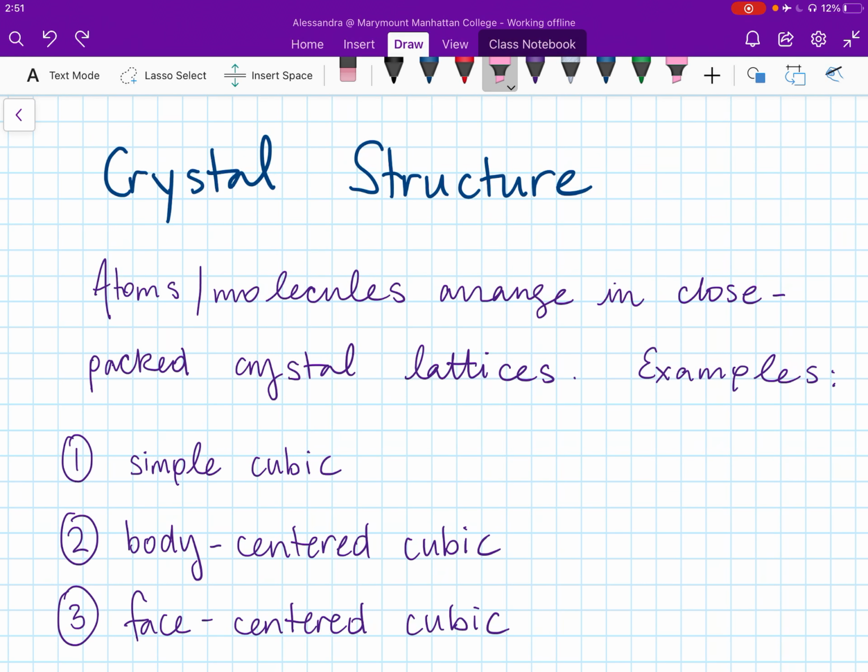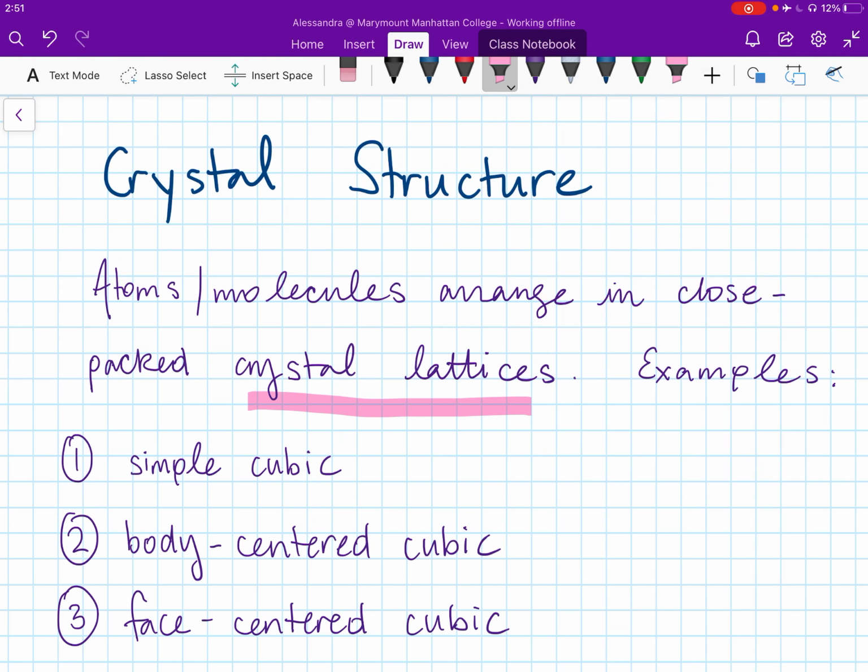In this lecture, we're going to talk about crystal structure, or the structure of solids on a molecular level. So as you know, in solids, the atoms or molecules arrange themselves in highly ordered structures. These close packed structures are called crystal lattices.